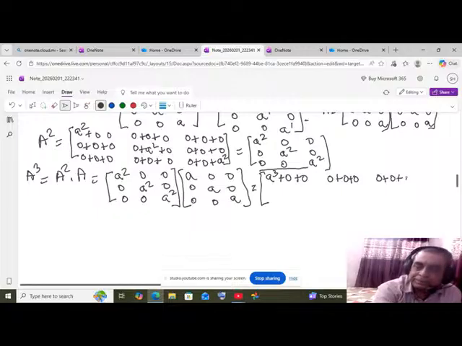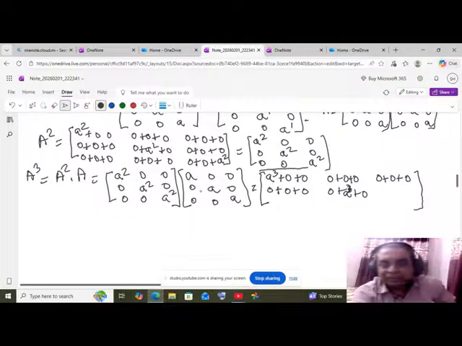A is 0. Now multiply the second row with the first column. 0 times A is 0, plus A squared times 0 is 0, plus 0 times 0 is 0. Now multiply the second row with the second column. 0 times 0 is 0, A squared times A is A cube, plus 0 times 0 is 0.